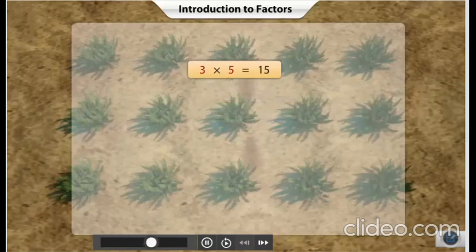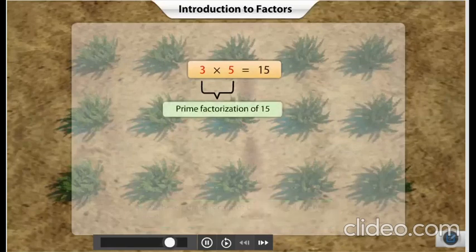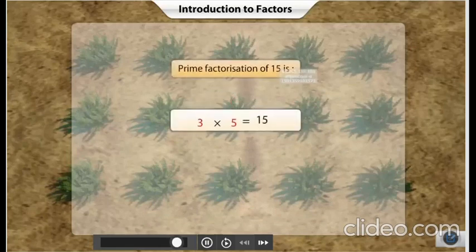Observe the numbers 3 and 5. Can you factorize these numbers further? The numbers 3 and 5 cannot be factorized further, so these are called prime factors. Such a factorization is called prime factorization. So, the prime factorization of 15 is 3 times 5.